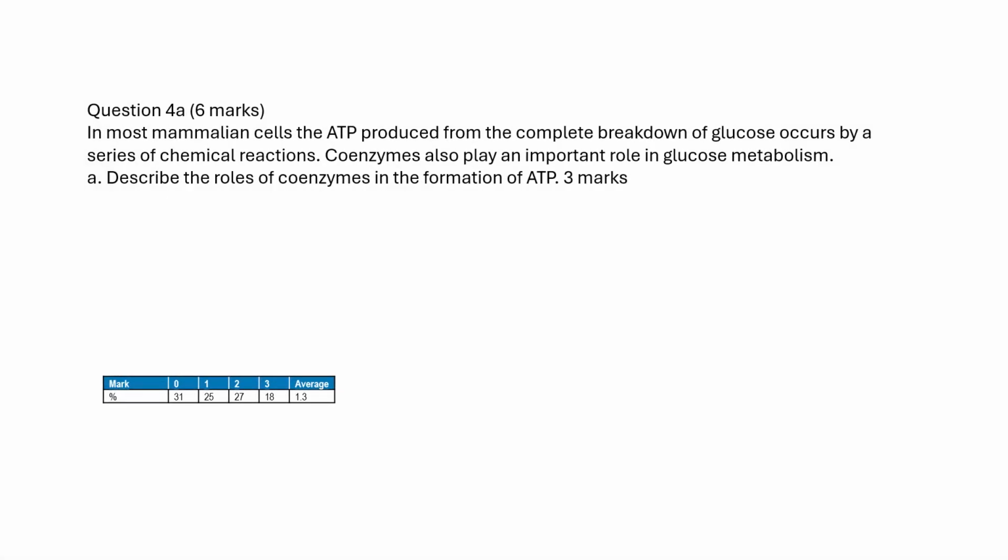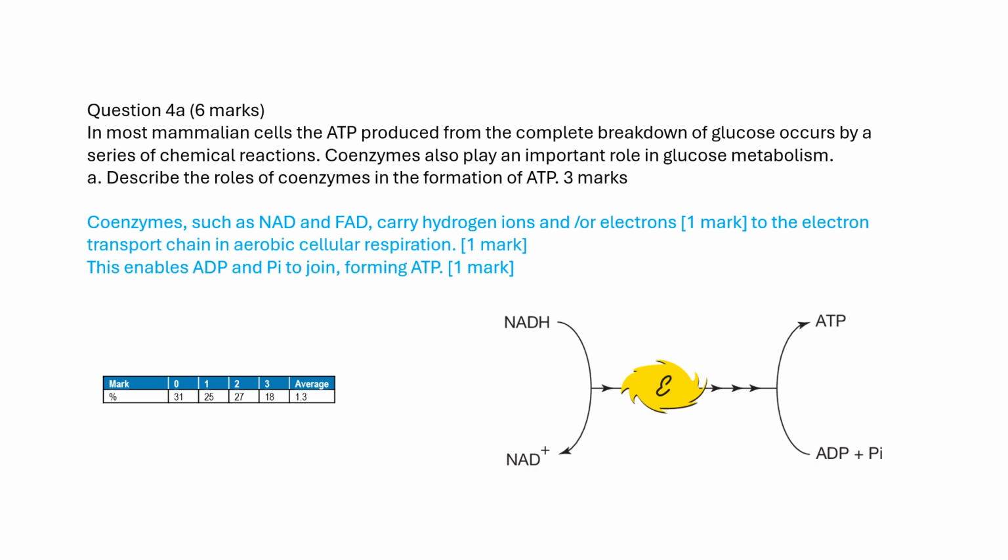The answers are composed of two parts, the general role of coenzymes and the specific role of ATP formation. Also, the answers must be related to cellular respiration. Coenzymes, such as NAD and FAD, carry hydrogen ions and electrons to the electron transport chain in aerobic cellular respiration. This enables ADP and Pi to join, forming ATP.